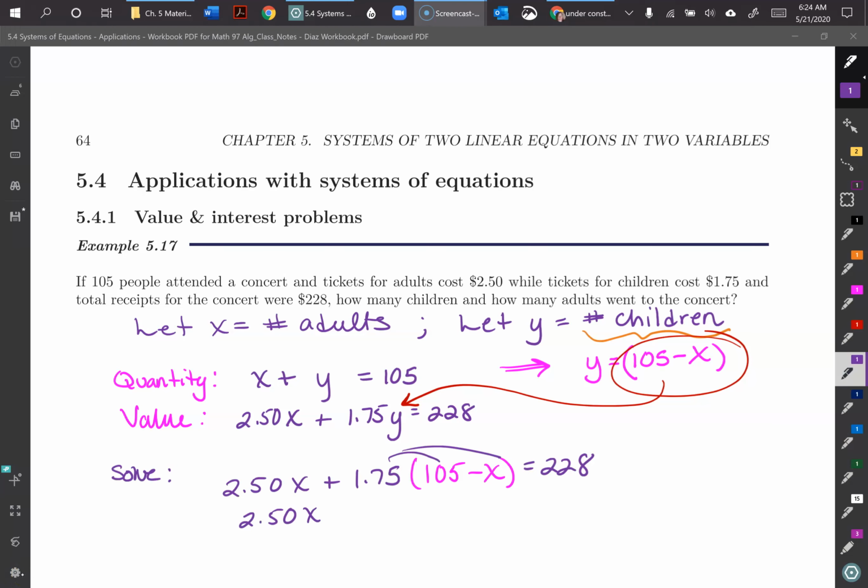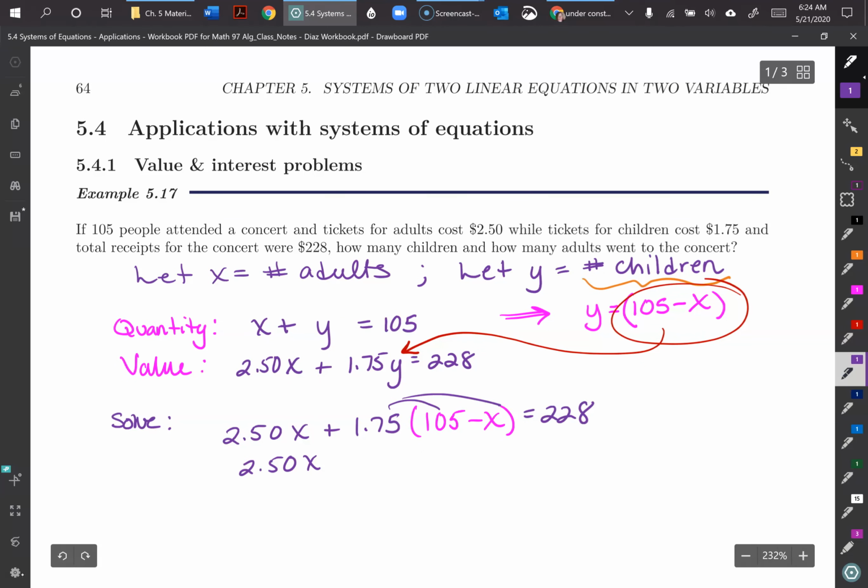So I just started writing this out. I wrote 2.50x plus 1.75 times the quantity 105 minus x to represent my y value. I did solving by substitution, equals 228. Now I'm going to distribute and combine like terms. So I have 2.5x plus my 1.75 times 105 is 183.75, and then minus 1.75x equals 228.